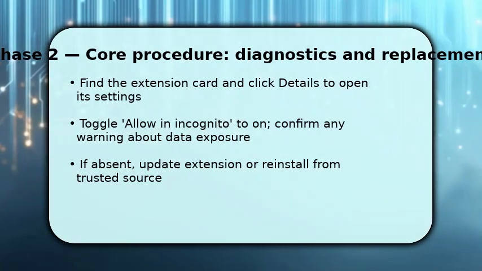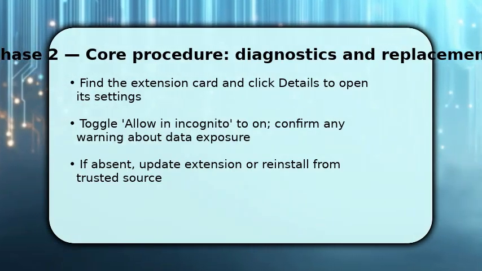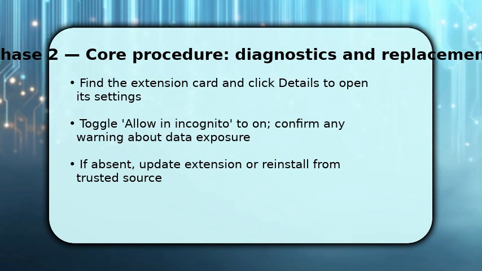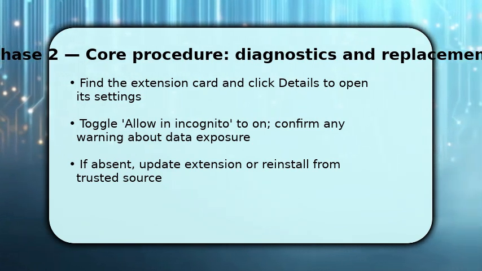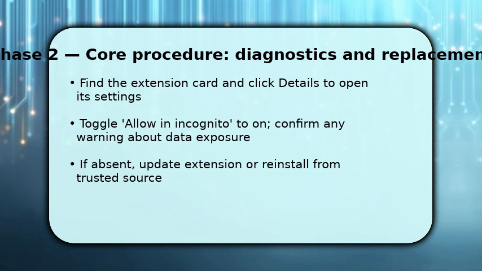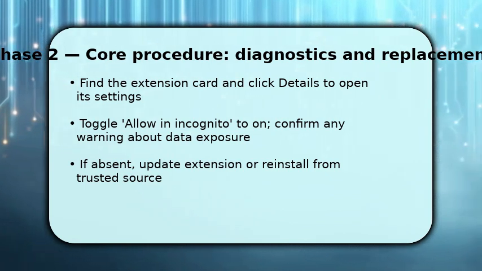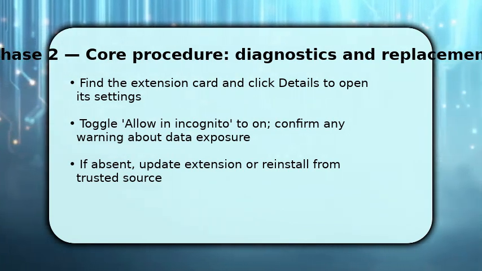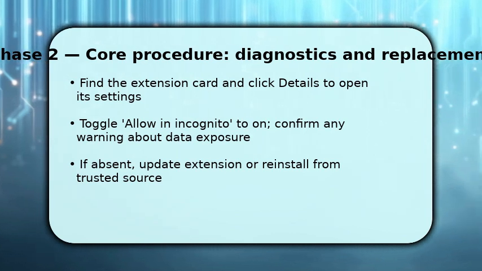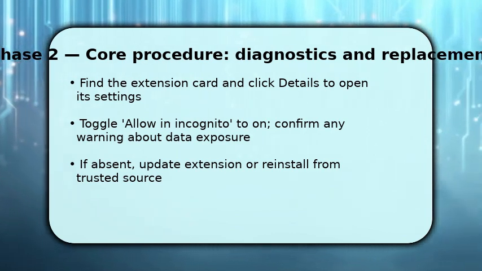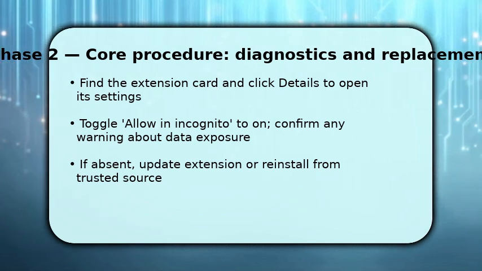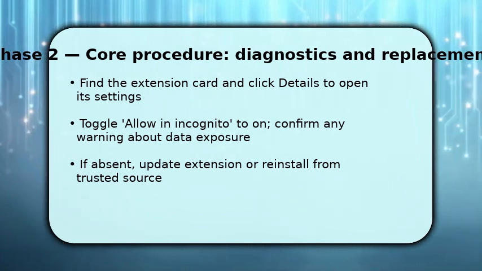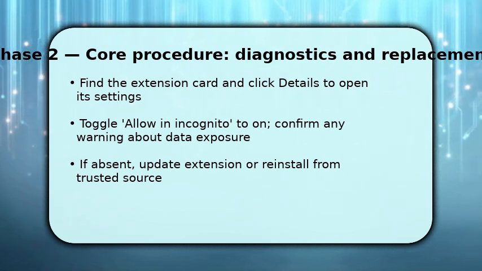Next, locate the extension on the page and click Details to reach its permissions. Once inside, find the Allow in Incognito switch and toggle it on. The browser will show a warning about potential data exposure, so read it and confirm if you accept the risk. If you don't see that option, make sure the extension is up to date, or remove and reinstall it from a trusted store. This step grants the extension the runtime permission to operate in private windows.